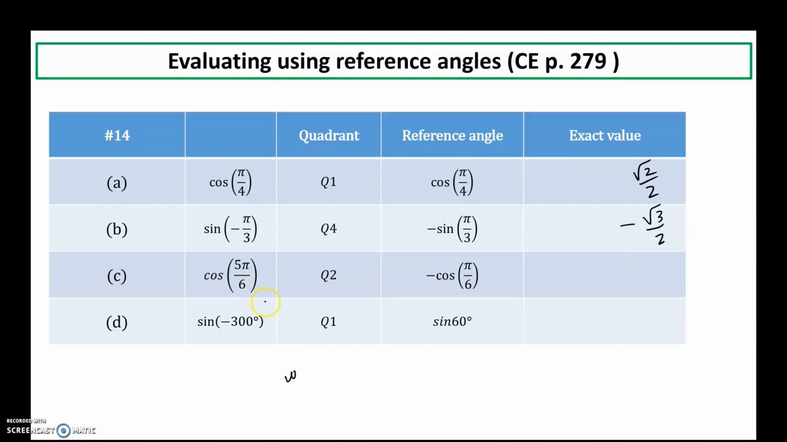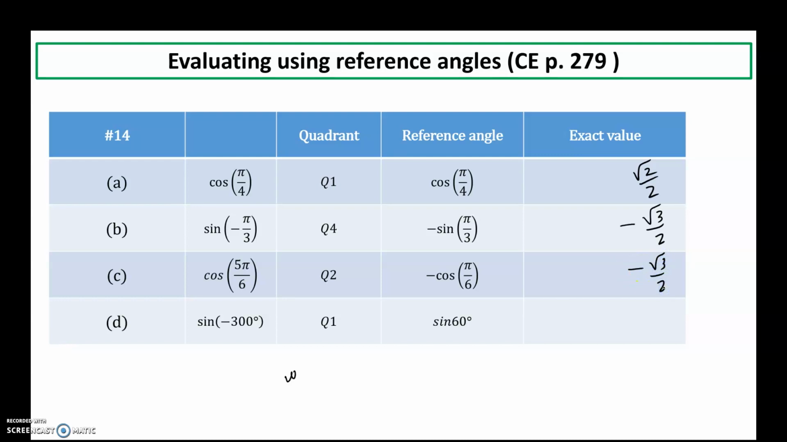Cosine of 5 pi over 6. 5 pi over 6 is a second quadrant angle. Its reference angle would be the opposite of the cosine of pi over 6. So that's also negative square root of 3 over 2. Negative root 3 over 2.